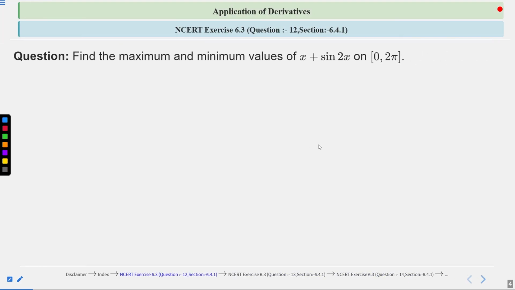Question is NCERT exercise 6.3, question number 12. It says, find the maximum and minimum values of x plus sine 2x on 0 to 2 pi, right? We have to find the maximum and minimum values of x plus sine 2x on the interval 0 to 2 pi. How can we find them?